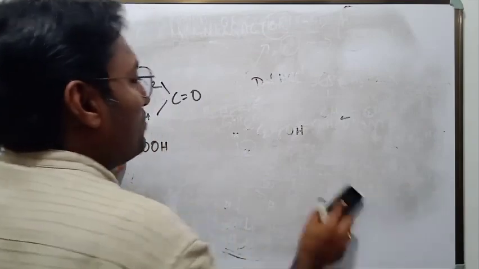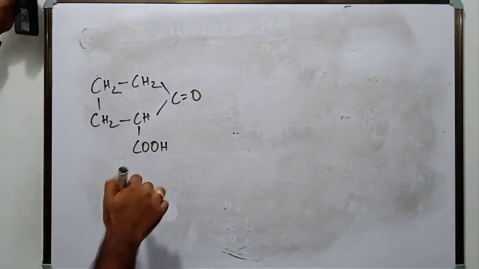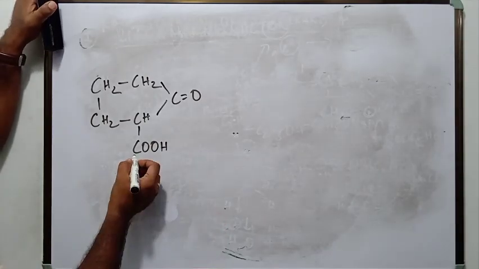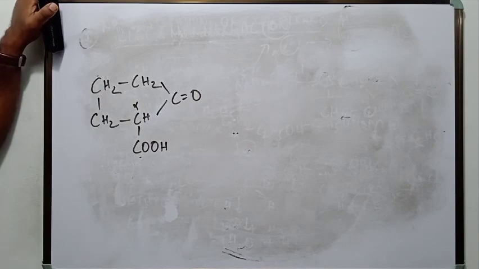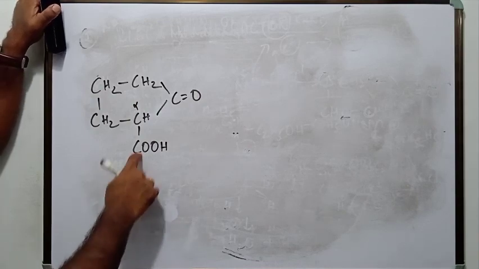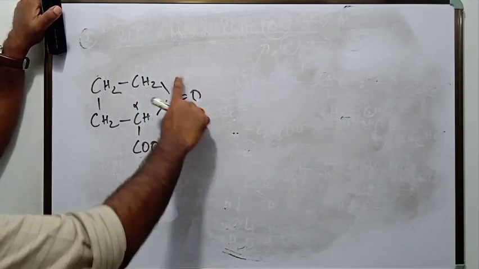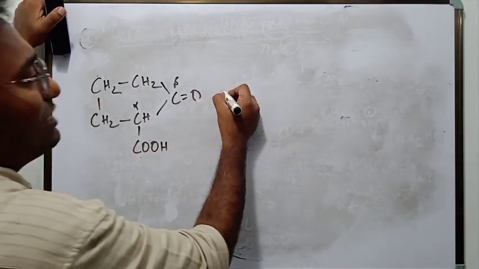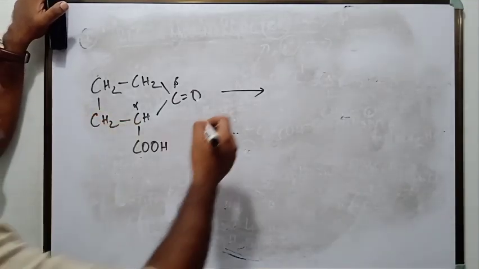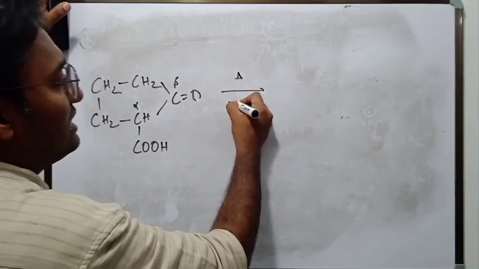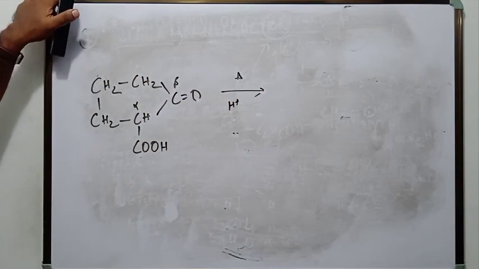Now look at this compound. We have seen this earlier also. This is a beta keto acid. See, this is the acid, this is the functional group. The alpha carbon atom is this one because this is the functional group. Which is the beta carbon atom? This is the beta carbon atom. So it is a beta keto acid. Beta keto acids have a distinguishing feature: when you heat them in acidic condition, it leads to decarboxylation.